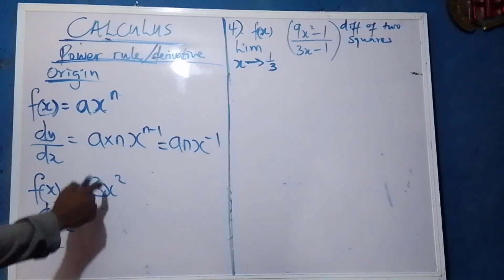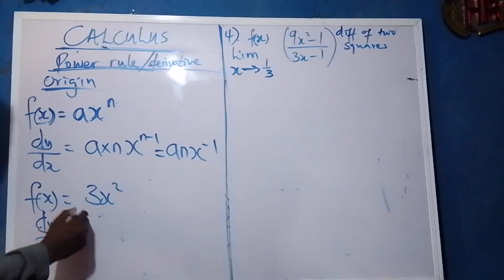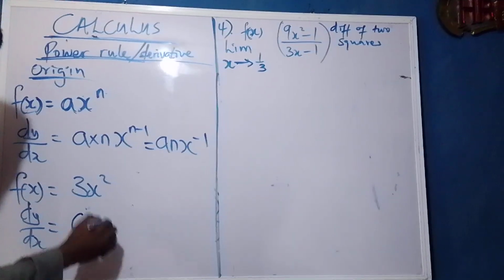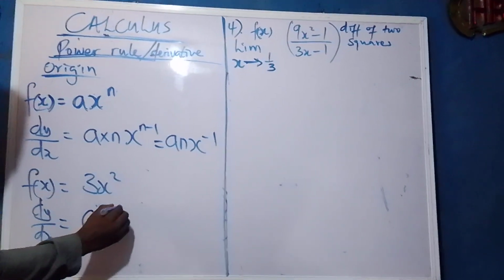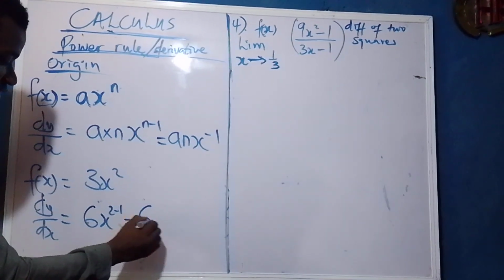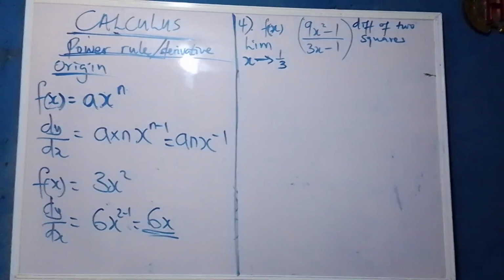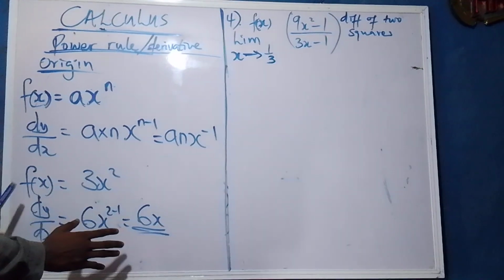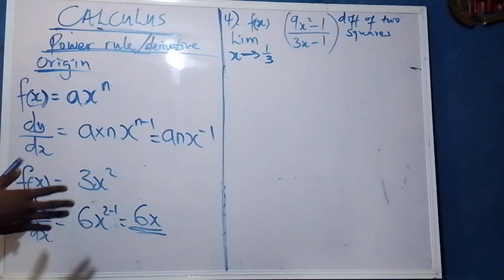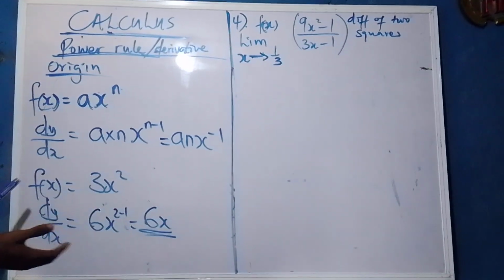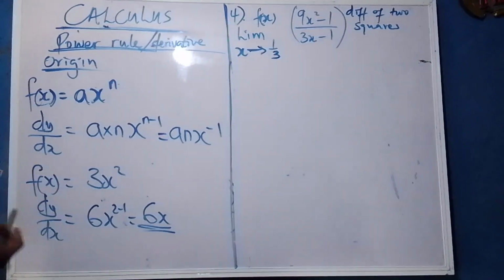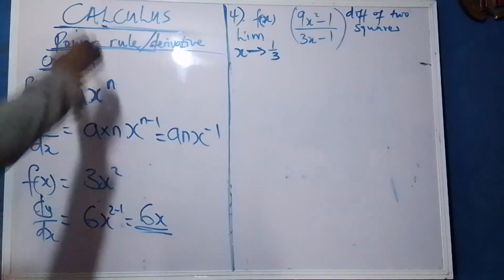So 2, like we did here, 2 times 3 is 6, then x. Subtract 1 from the power, that will be 2 minus 1, which gives 6x. Do you understand? So this is how to use the power rule. Now let's go into some other examples of the power rule, maybe longer functions like that.